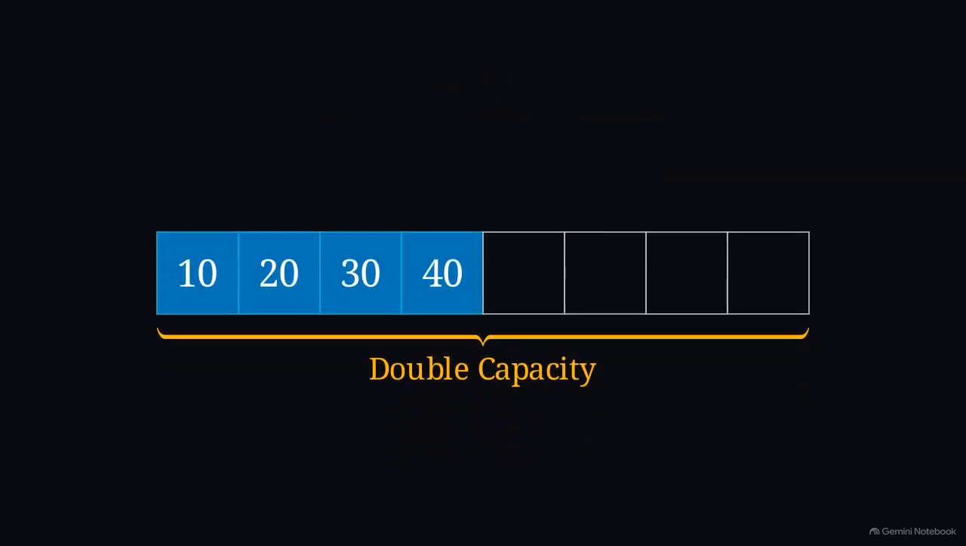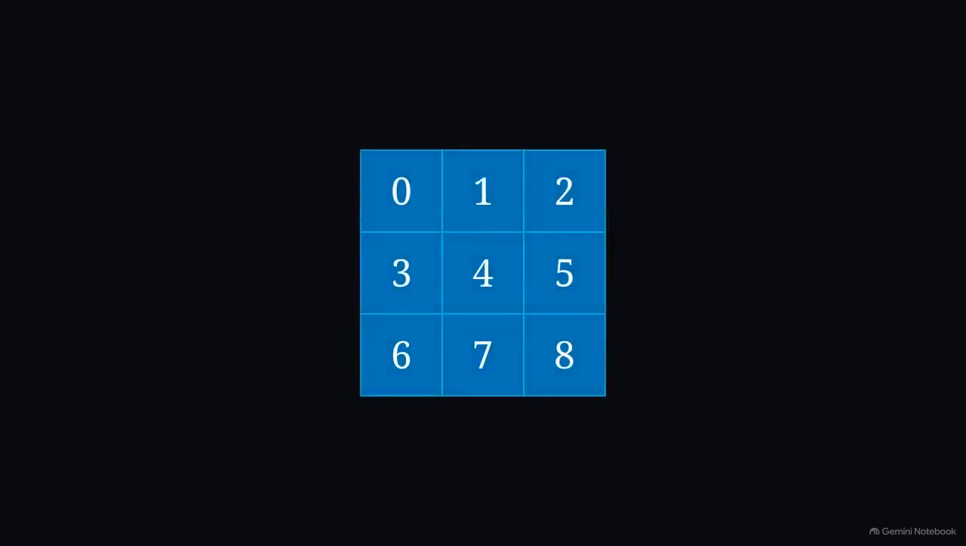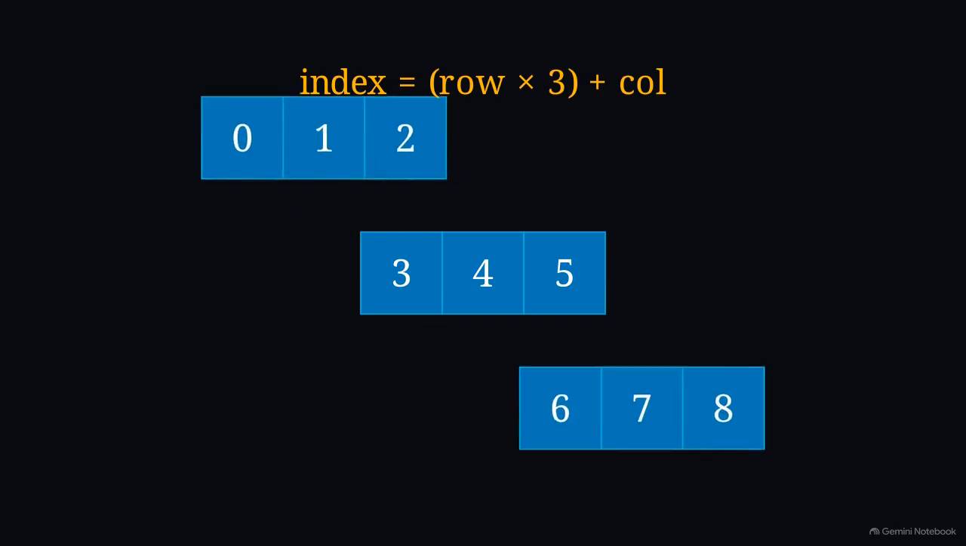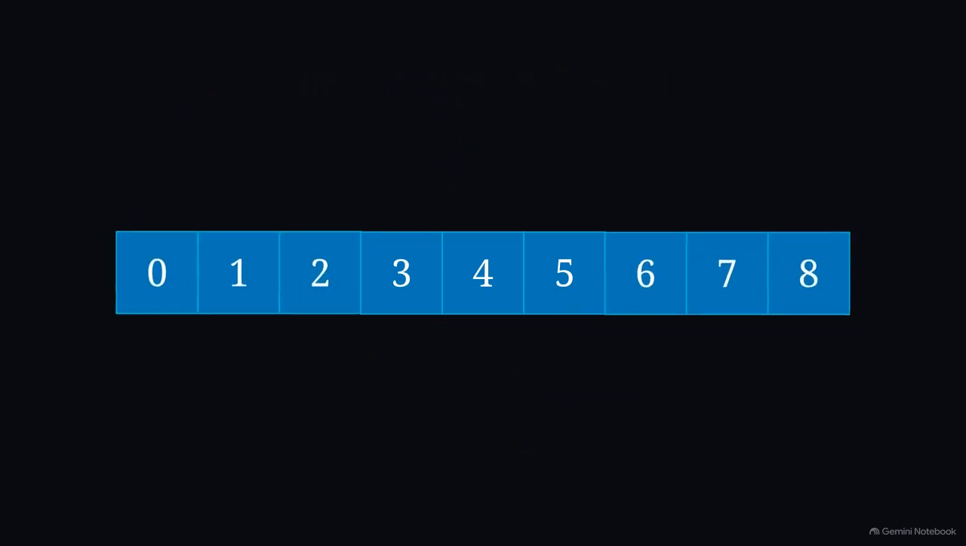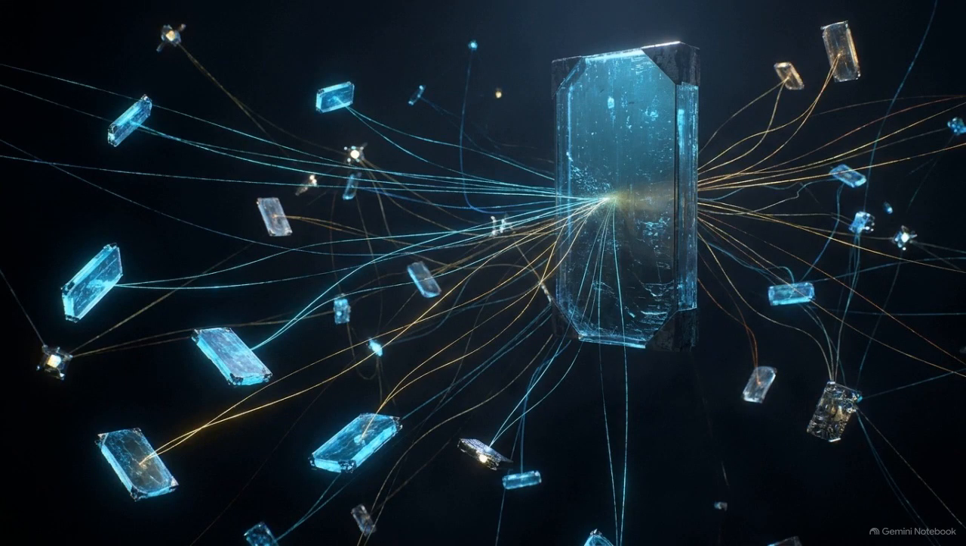This contiguous concept even applies to complex grids. A 2D matrix might look like a square on your screen, but the computer treats it as a single, flattened block of memory. Moving to dynamic allocation turns rigid storage into an adaptable canvas for more complex algorithms.